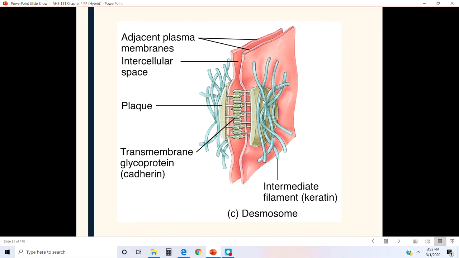All right, here's this spot desmosome again from a different textbook. So this whole thing right here. Here's the dense area. They're calling it a plaque, but we're going to call it a dense area. Here's the intermediate filaments right over here.